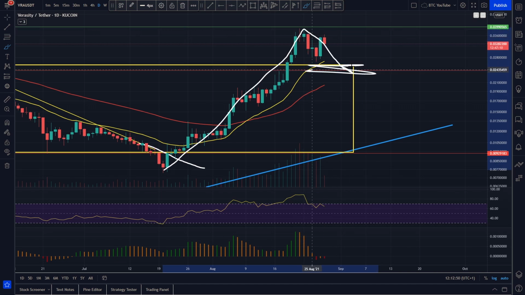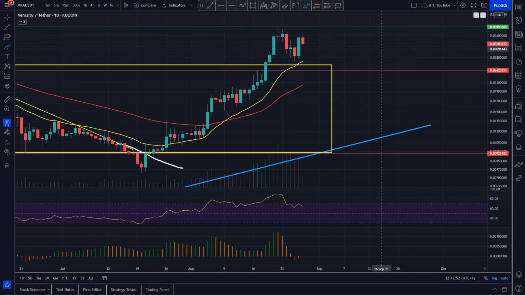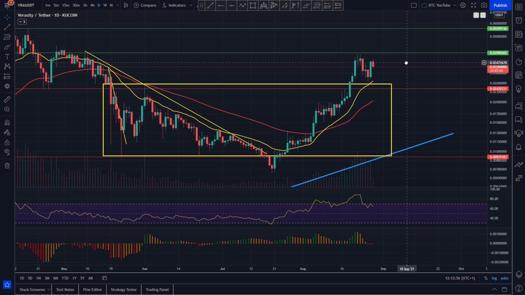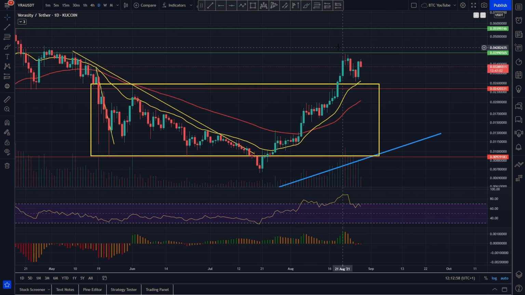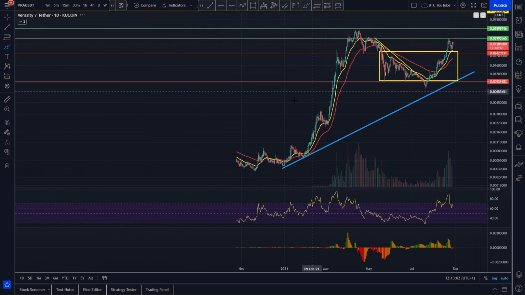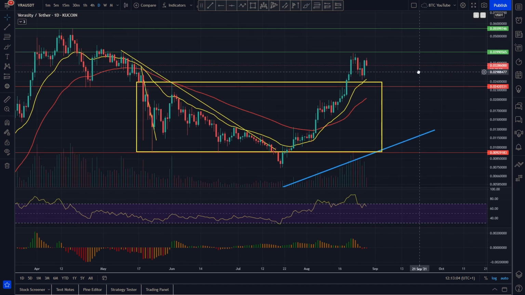We just want to see us making this strong lower low and then coming up and making that next higher high. And I think if we do this, we're going to be seeing some very nice price action for Verasity. So it really is looking very good, isn't it? You look at this chart and you think this is absolutely primed for continuation, isn't it?